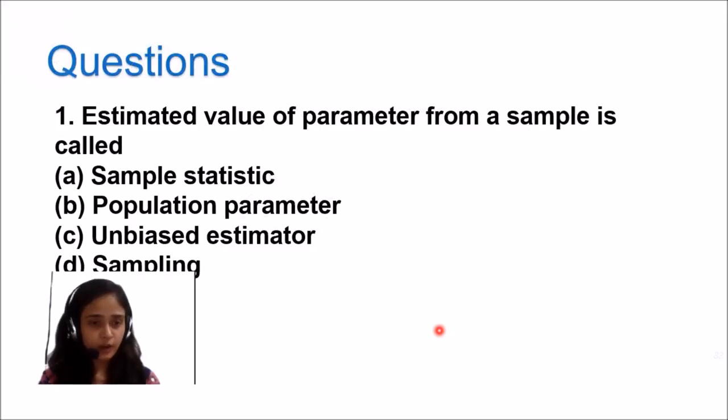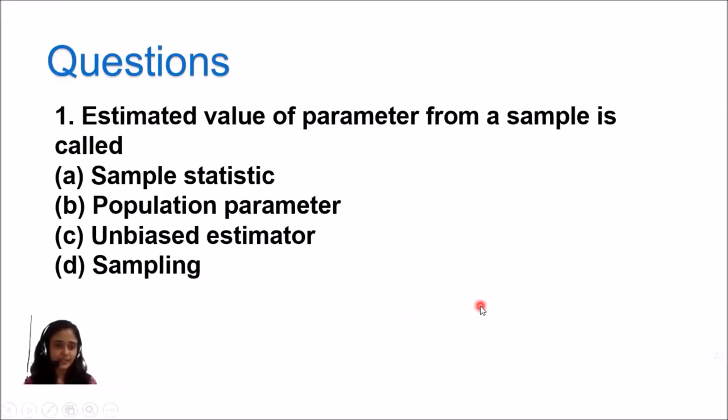Now, if you have watched all the videos related to unit number 4, then you will be able to give the answer to such questions. The first one is: the estimated value of parameters from a sample is called the sample statistics, population parameter, unbiased estimator, or the sampling. You can find the answers to all these questions in the description box below.